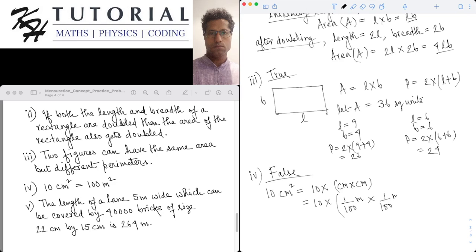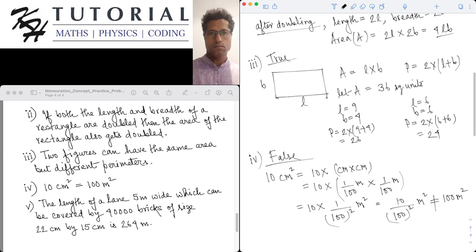100 meter. So 1 by 100 multiplied by 1 by 100 is 1 by 100 square, and meter multiplied by meter is meter square. So this is equal to 1 by 100 square meter square. So definitely this is not equal to 100 meter square. So this is a false statement.